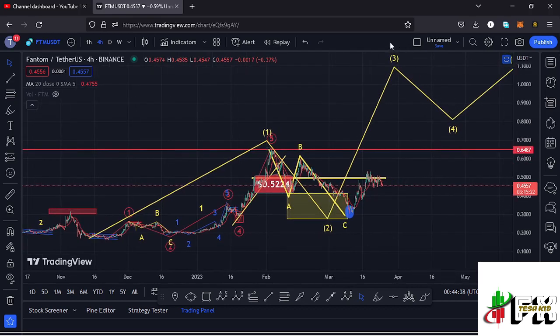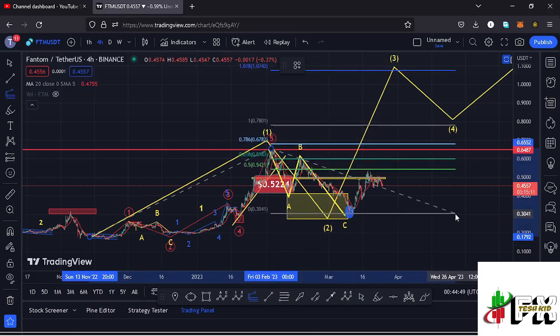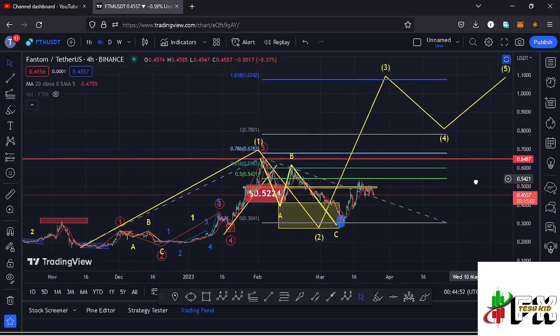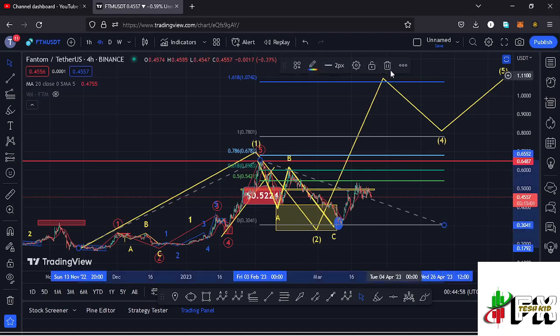Allow me to first sketch out a target area to the upper side in the formation of this wave 3 by connecting the trend-based Fibonacci from the low of the first wave to the high of that wave 1, then dragging the fibs to the low of the second wave, and that now gives me a minimum target area in the formation of that wave 3 at the fib level 1.618, and that is at around the $1.0742 mark, and that is the minimum that I'm expecting that wave 3 to the upper side to do.